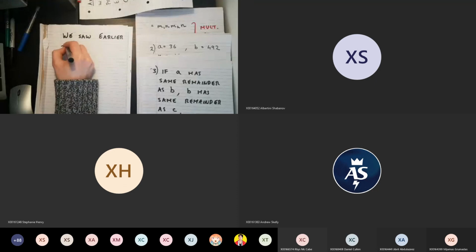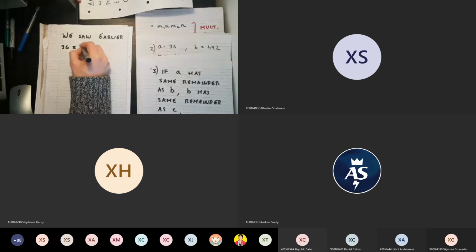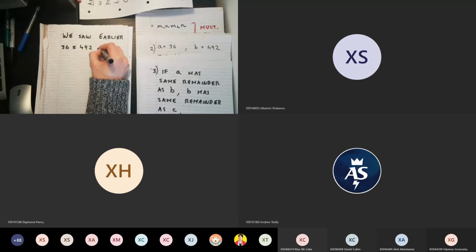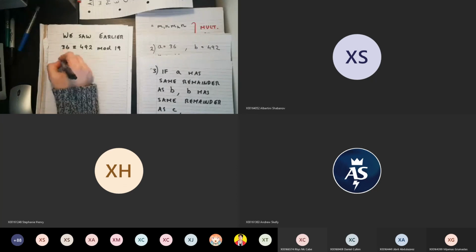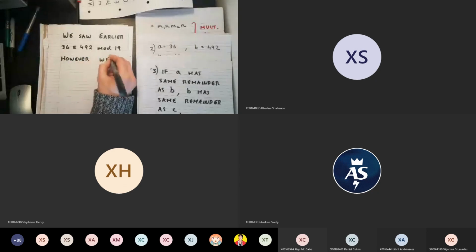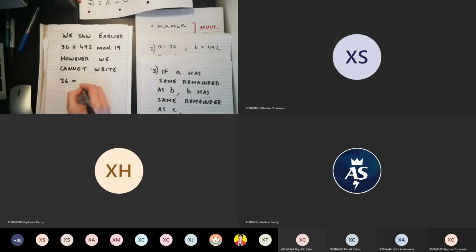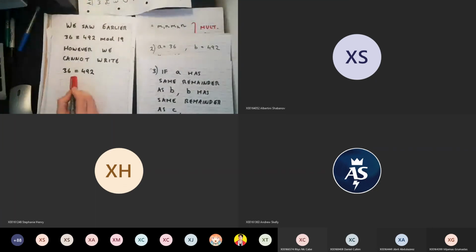So we saw earlier that 36 is absolutely, most definitely congruent to 492 in mod 19. We got lucky. We found one that just happened to be true. However, we cannot say 36 is equal to 492. It's been wrong your whole life. It's still wrong. So please respect the importance of this symbol.